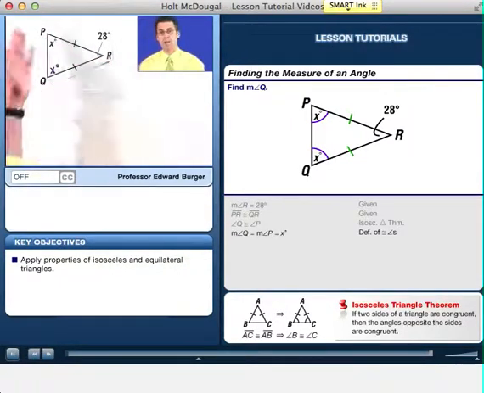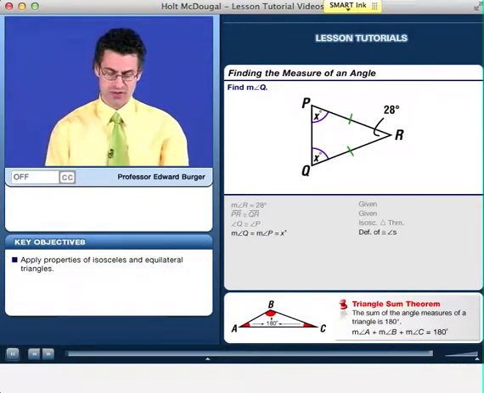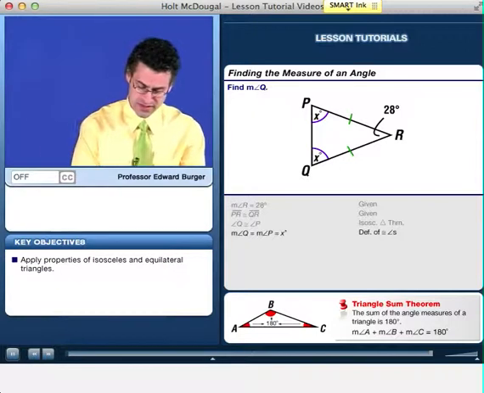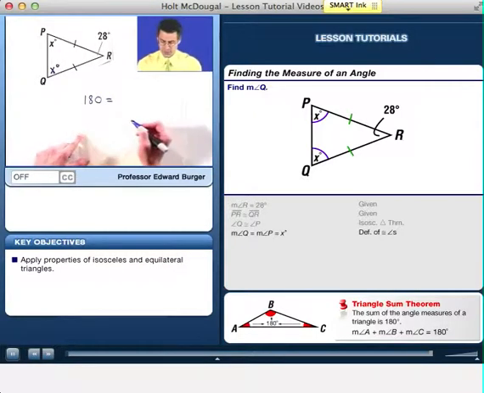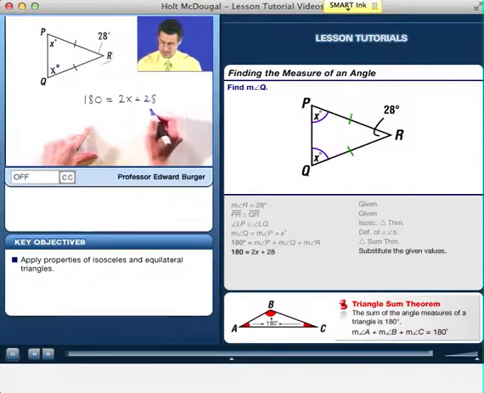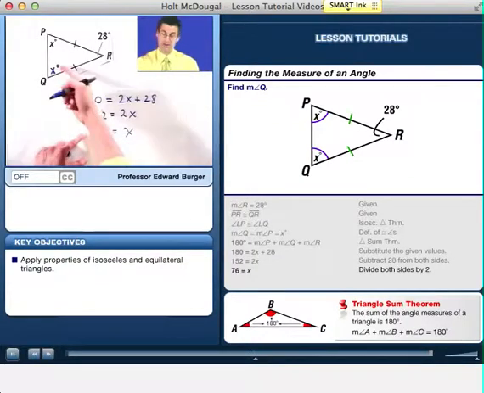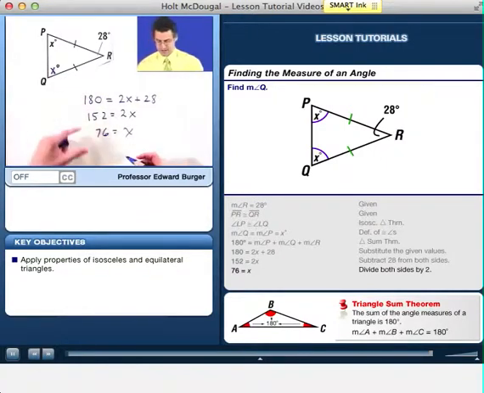Well, I know that the sum of all the measures of all the angles in a triangle equal 180 degrees. So if I take 180 degrees, I know that's going to equal the sum of the measures of all these, which is x plus x, that's 2x plus 28. And so if I subtract 28 from both sides, I see that 152 equals 2x. And if I divide both sides by 2, I see that x equals 76. And so in the context of our problem, I see that the measure of angle Q is 76 degrees.